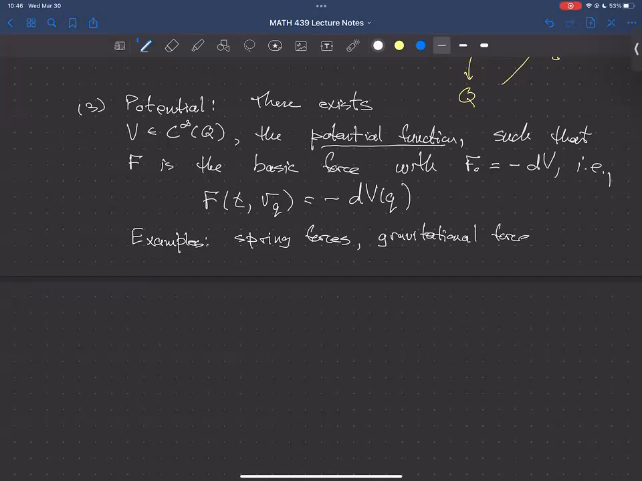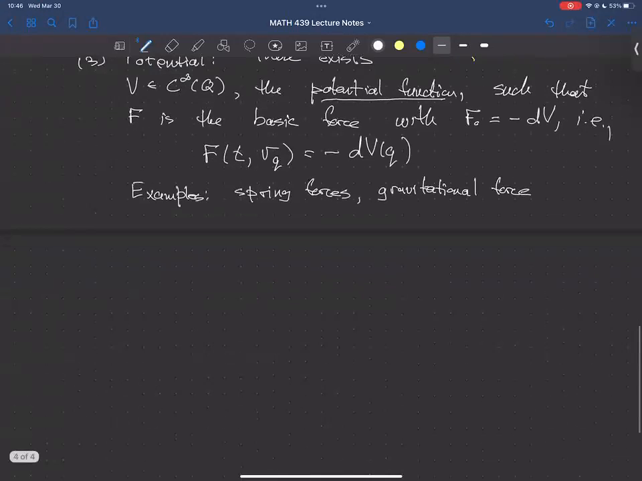Okay, so gravitational force is a potential force. And the spring force has a potential V, which is 1/2 some constant, in the case of a linear spring a constant K, times the deflection of the spring, which I'll call delta, squared. That's the spring potential energy.